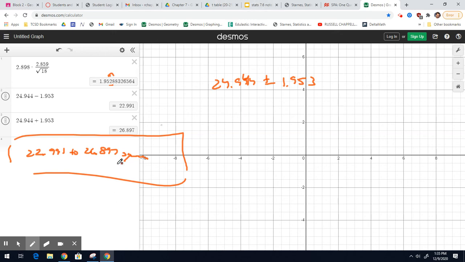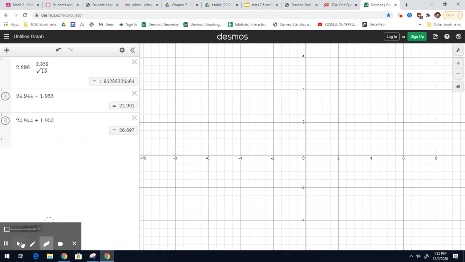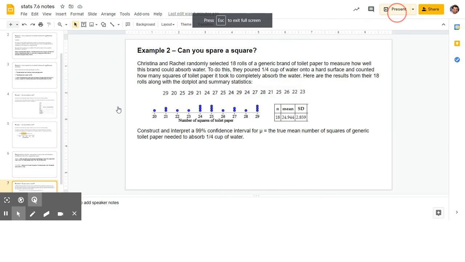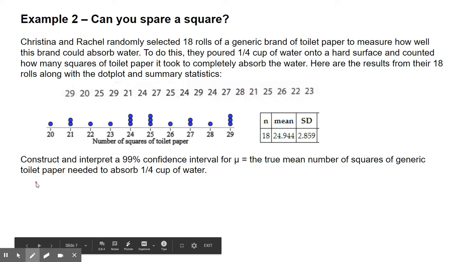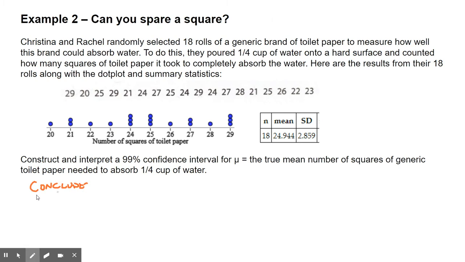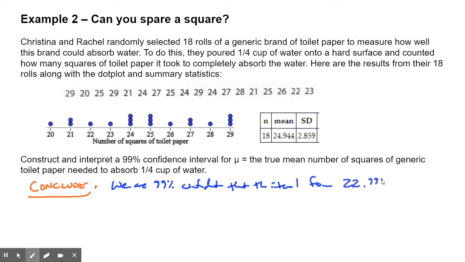And now we have to conclude. So I'm going to go back to my notes here to write the conclusion, if you don't mind. Okay, so let's make our conclusion. So when we conclude, again, we are just interpreting the confidence interval. So to conclude, I'll do it in blue here. We are 99% confident that the interval from 22.991 to 26.897. I'm not going to put the units because I'm going to talk about that next.